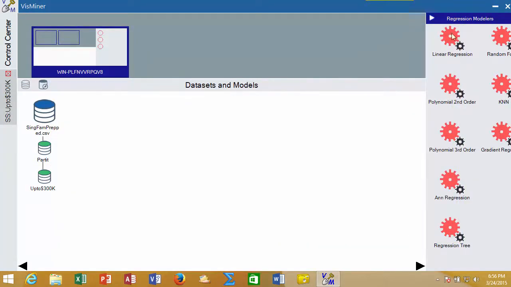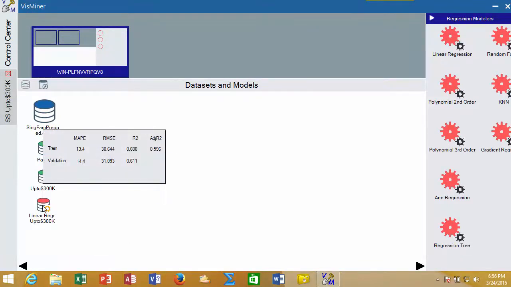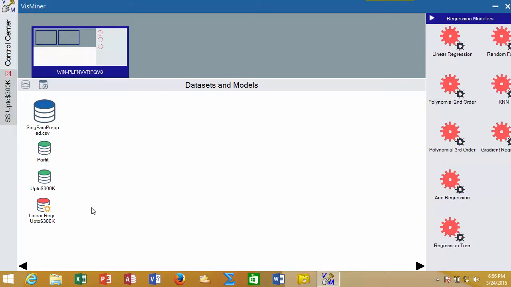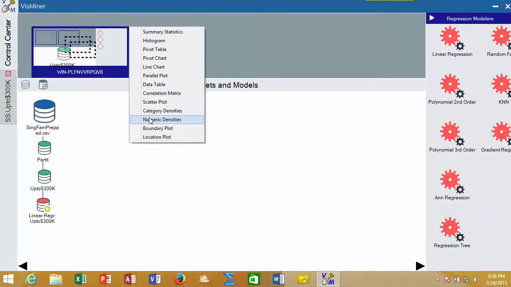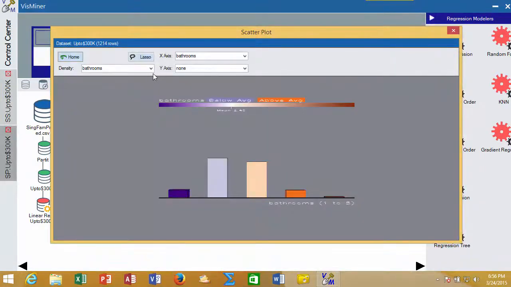So first, I'm going to see how much error there is in a multiple linear regression. You can see that there is about 30,000. I'm going to try to do better than that by breaking this down. There's a variety of things I could do to break this down. One thing I could do is look at a numeric densities plot and center this on price.